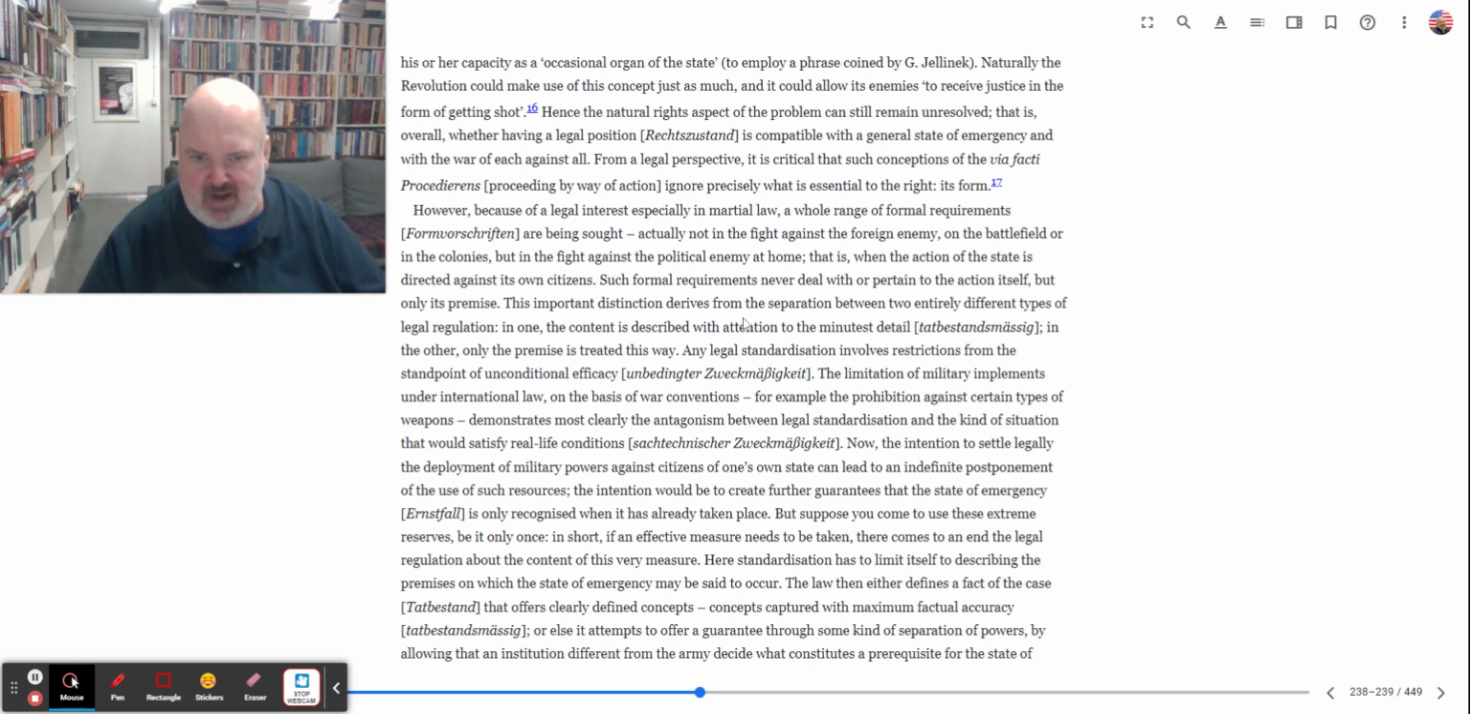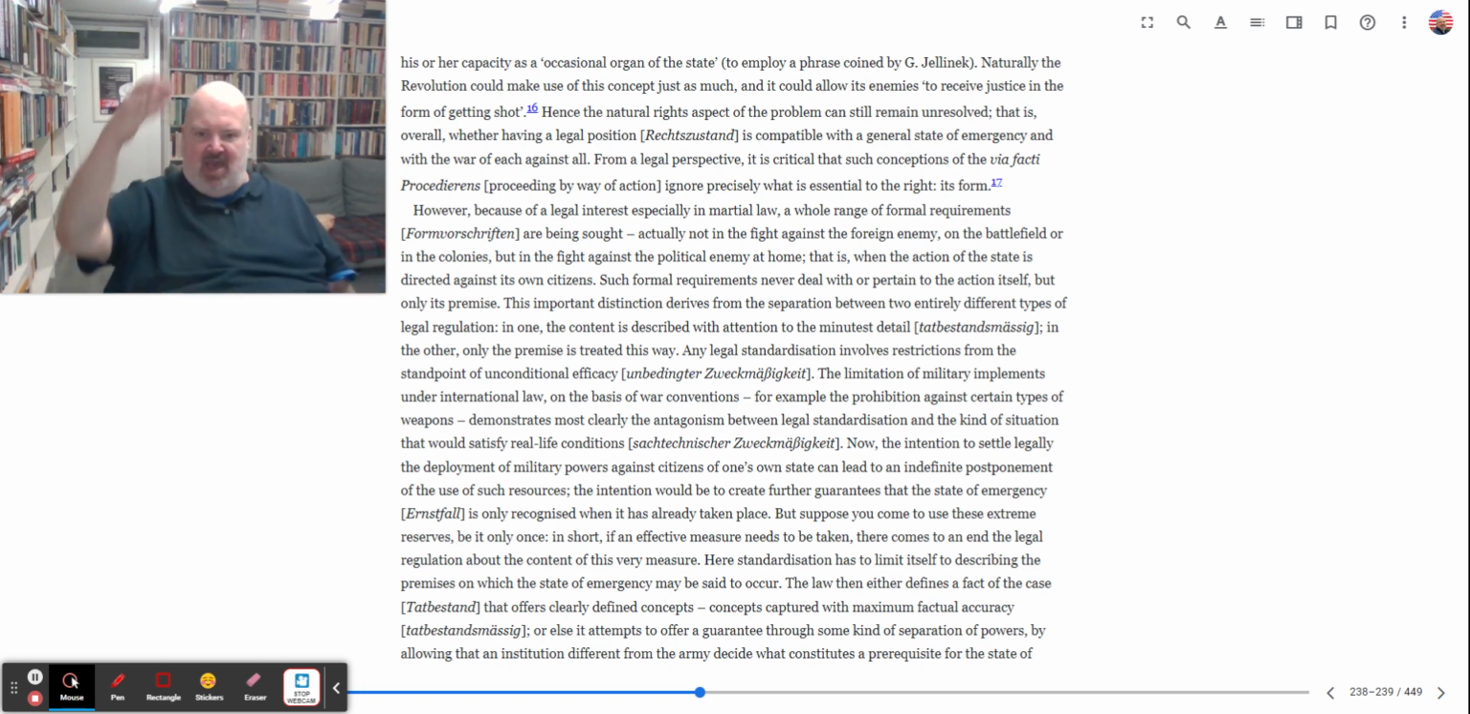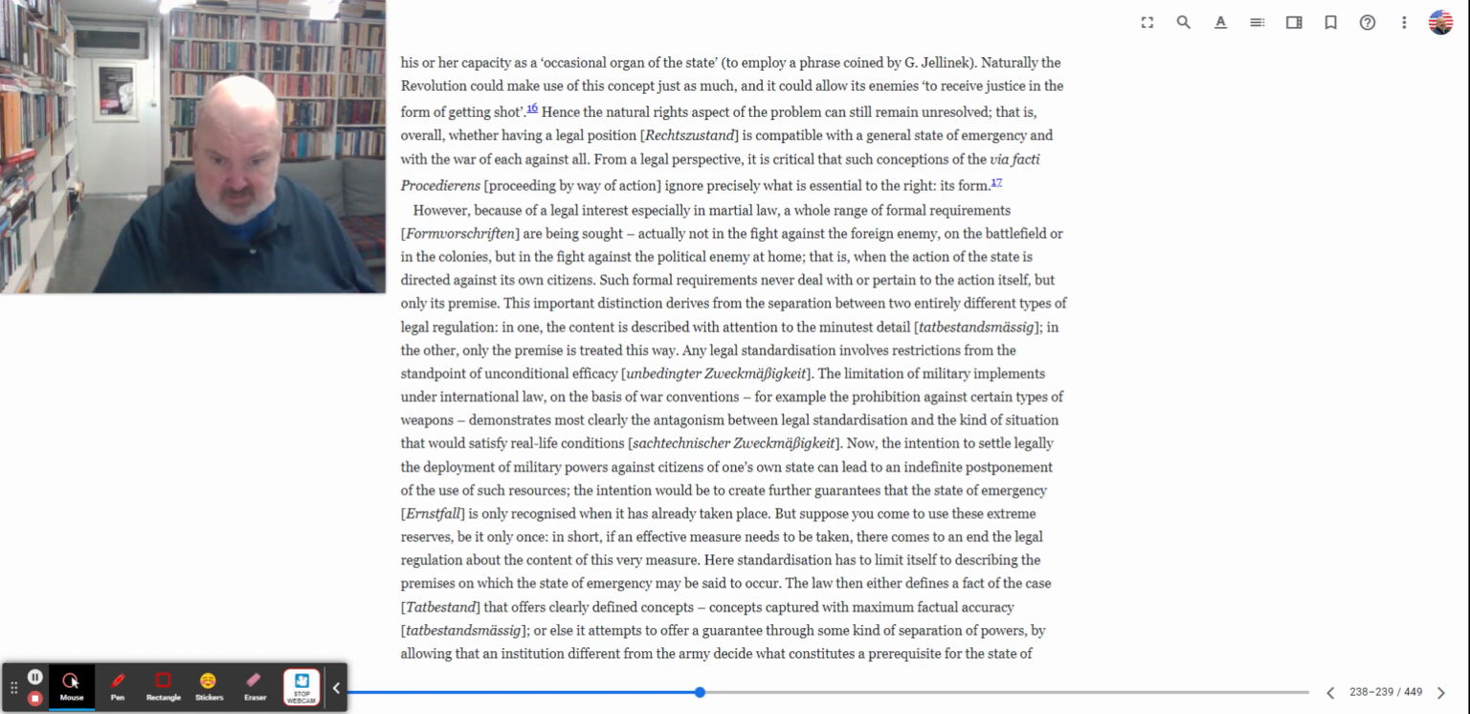This important distinction derives from the separation between two entirely different types of legal regulations. In one, the content is described with attention to the minute detail. So one is the content of what is to be done, of the law. In the other, only the premise is treated this way. In other words, the end, the premise, what is to be done. Whereas in the normal law, not only what is to be done, but also how it's done is addressed. Okay, that's what he says.